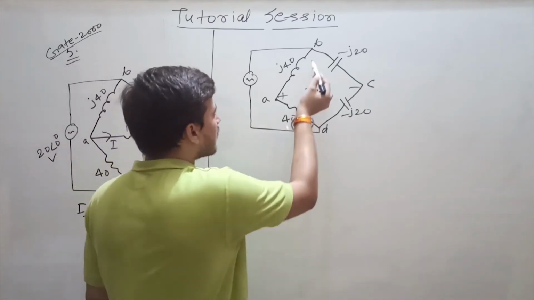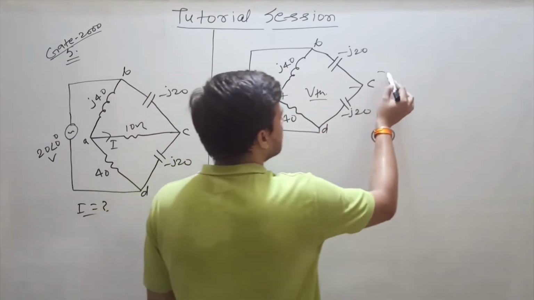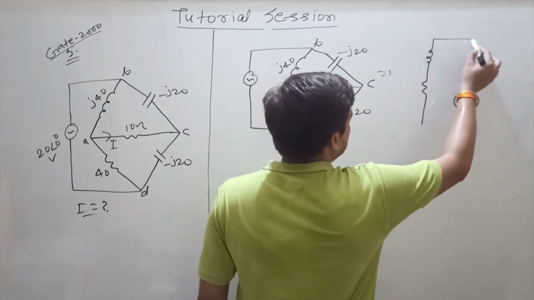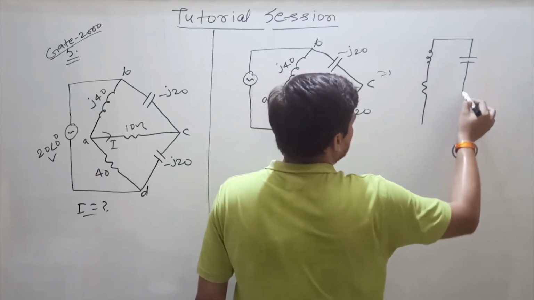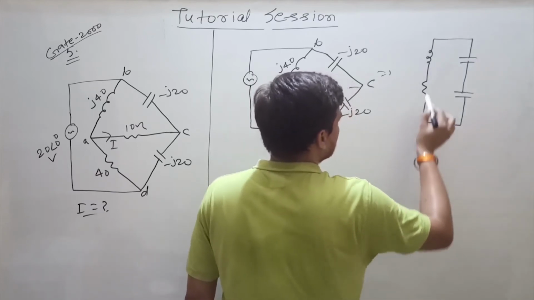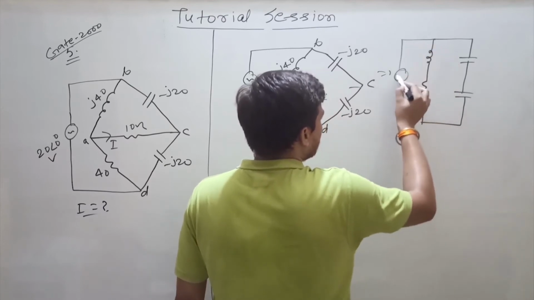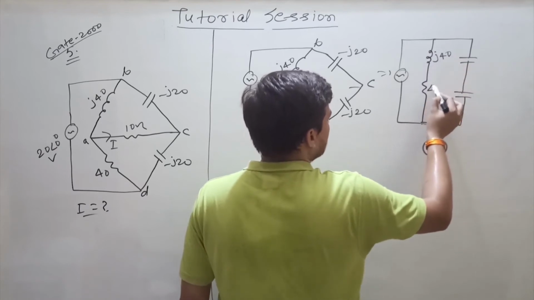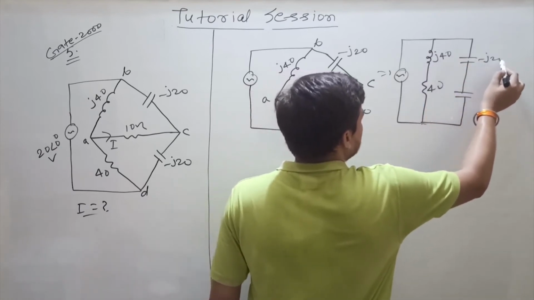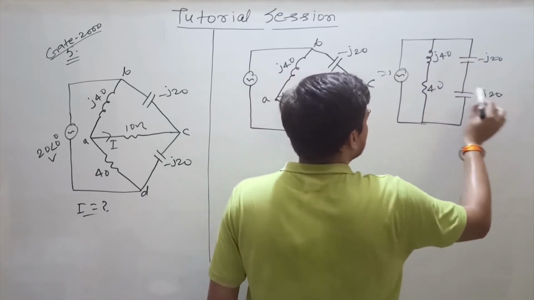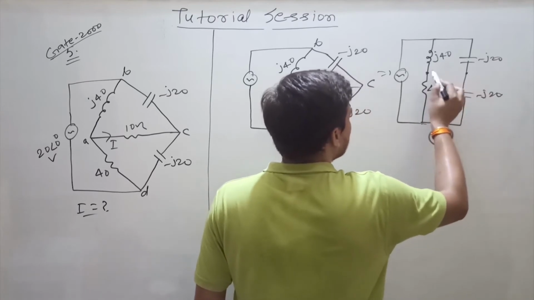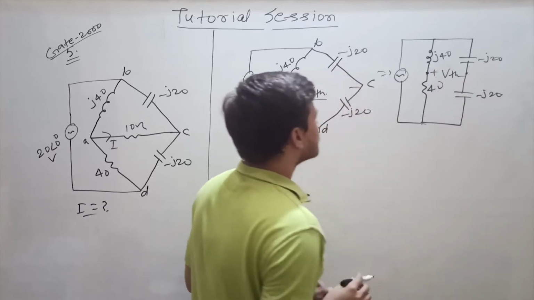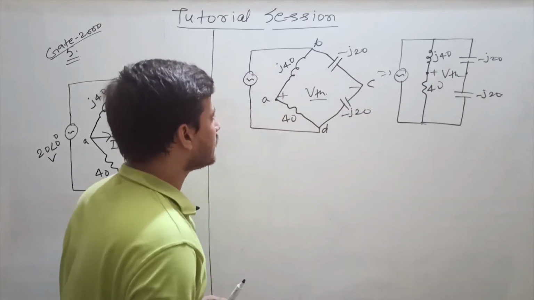See, you can write this circuit like this one also. You can write the circuit like this one, j40, 40, minus j20, minus j20. Once you are able to simplify the circuit, you will get the answer. Clear? So next, how to calculate VTH?